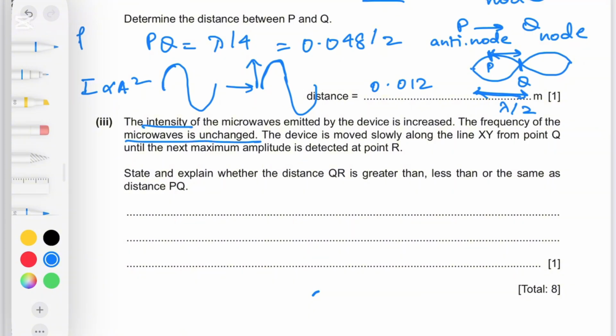The frequency of the microwaves is unchanged. Frequency is inversely proportional to the wavelength. Since wave speed is constant, frequency remaining constant would also mean that the wavelength remains constant.